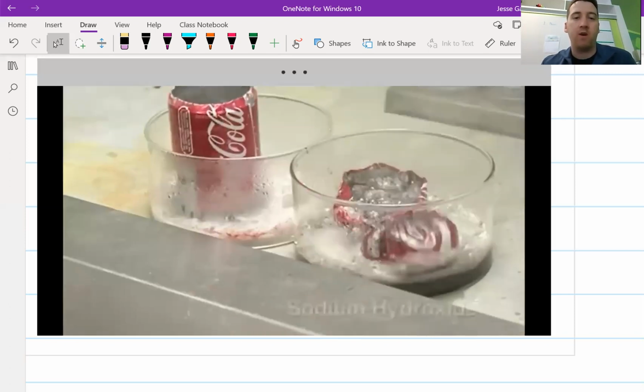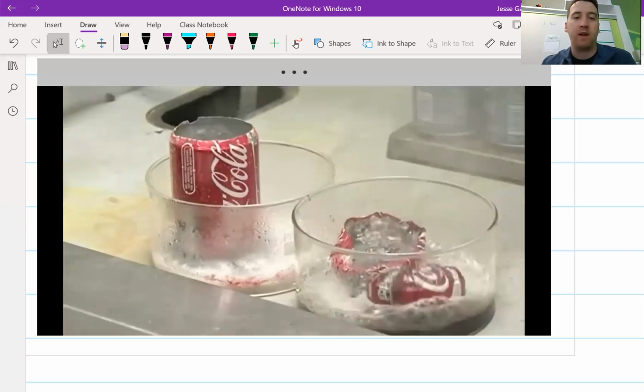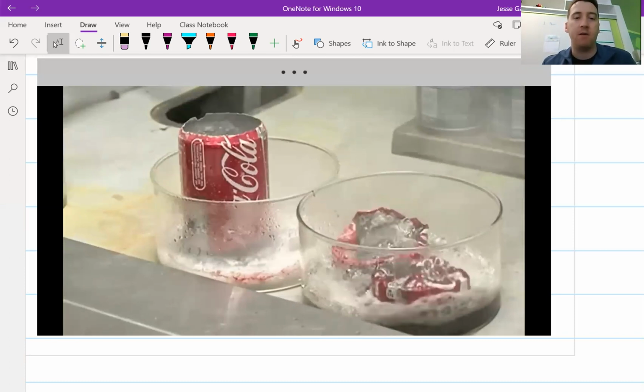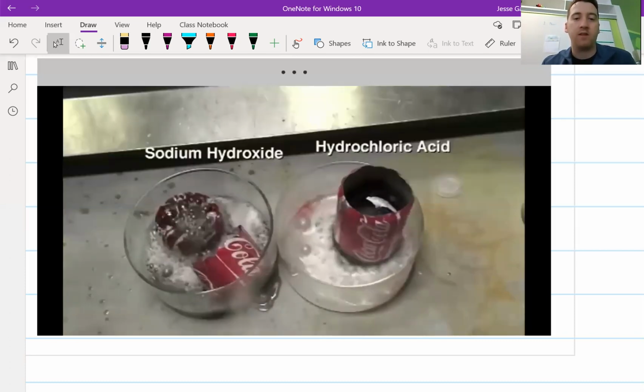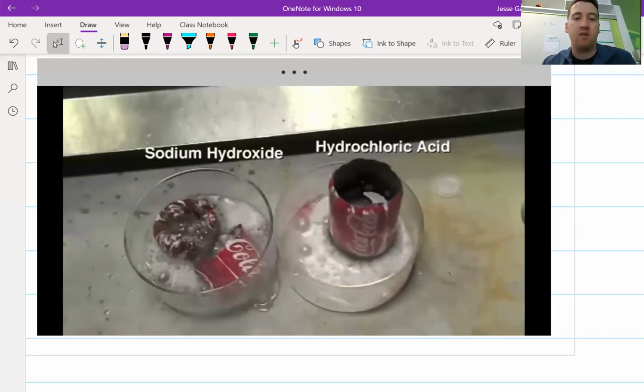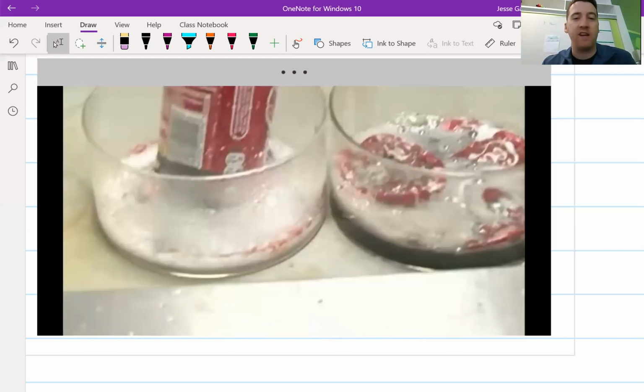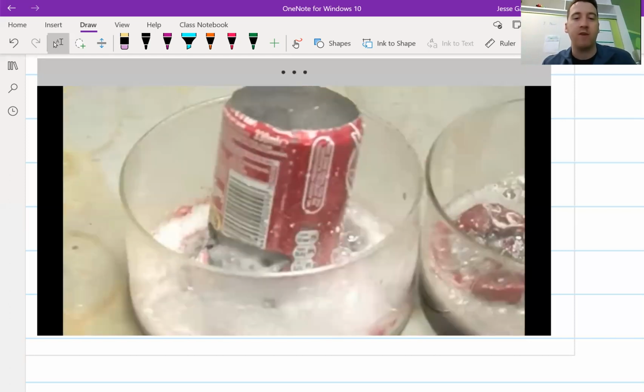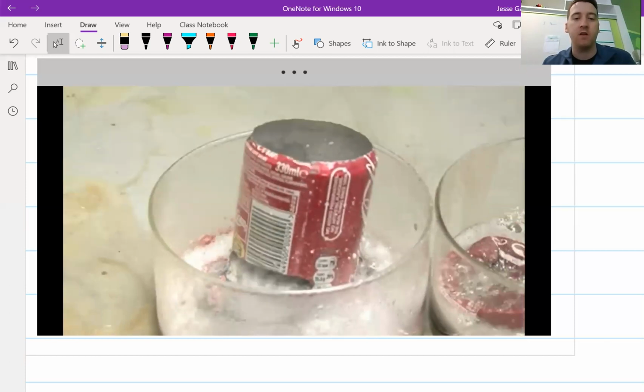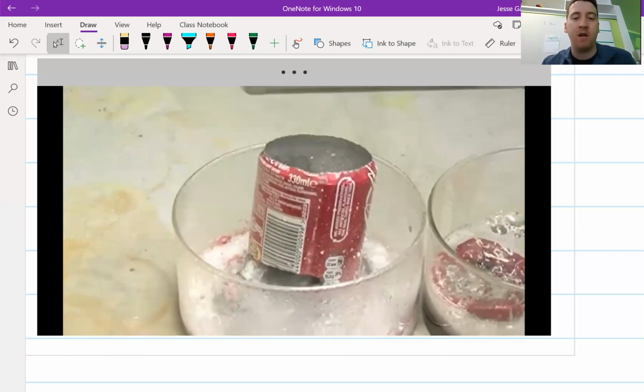Most importantly, what's happening to the structure of the metal can? Metal cans are made of aluminium, and we could certainly say that they are breaking down or being eaten away. They're basically reacting and turning into a new substance. The aluminium is not aluminium anymore.